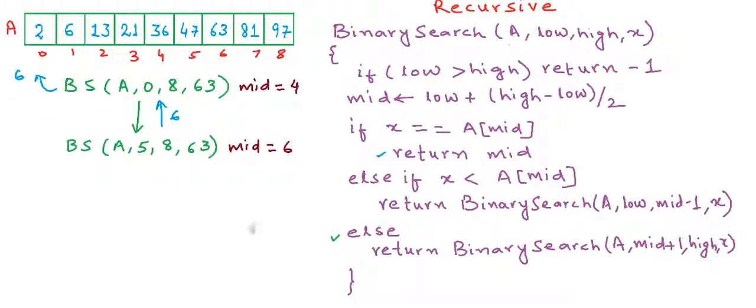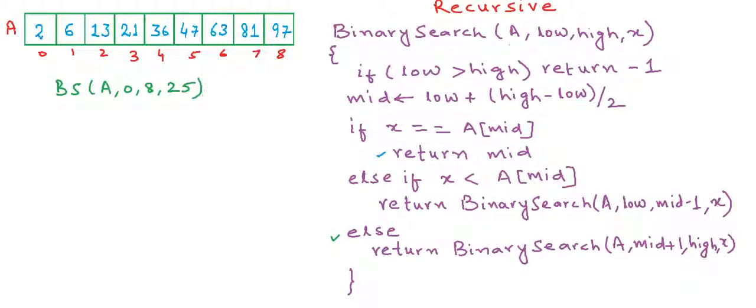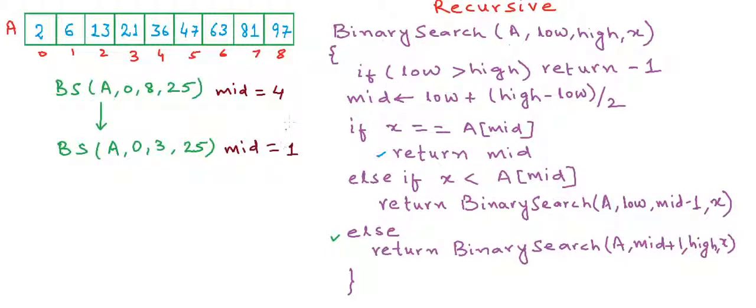Let us now say that we want to search for number 25. So we make this call to binary search from the main method. Now once again we calculate the mid. Now element at index mid, 36, is greater than 25. So we make a recursive call to search for 25 from index 0 to 3. Okay, now is low greater than high? Is 0 greater than 3? No. So we go ahead and calculate mid. Mid would be 1. Element at index 1 is 6. 25 is greater than 6. So we make a recursive call to search for 25 between indices 2 and 3.